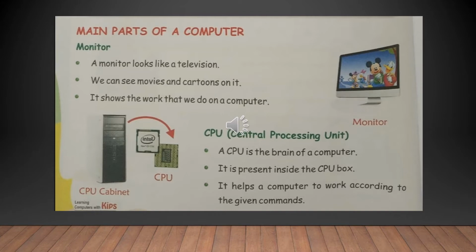Next is CPU. The full form of CPU is central processing unit. Number one, a CPU is the brain of a computer. We know it well, CPU is the brain of a computer. It gives instructions to the computer, so it does the work. Second, it is present inside the CPU box. Third, it helps a computer to work according to the given command. Whatever command we give to the computer, it works like that. Okay, come to the next page.